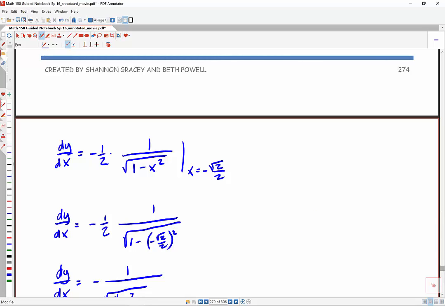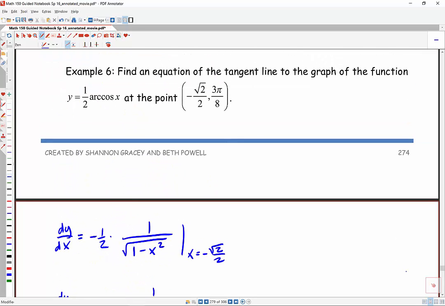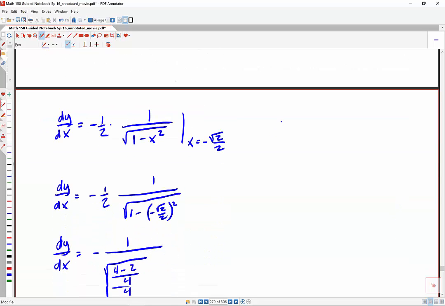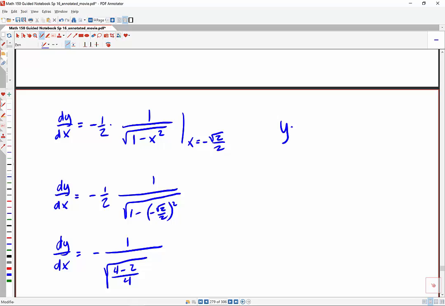Okay, so making the equation of our tangent line, the ordered pair negative root 2 over 2, comma 3 pi over 8. So our tangent line will be y minus 3 pi over 8 is equal to the slope, which was negative root 2, times x minus negative root 2 over 2, a minus is plus, and so we'll end up with this guy.